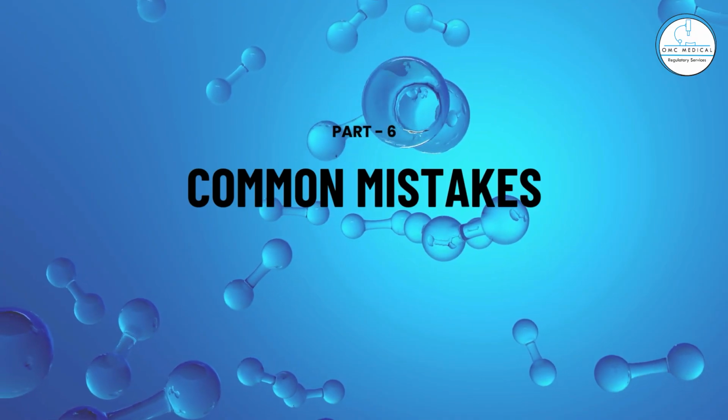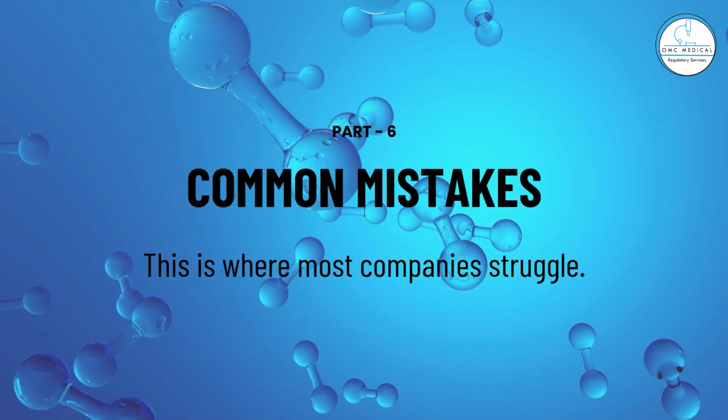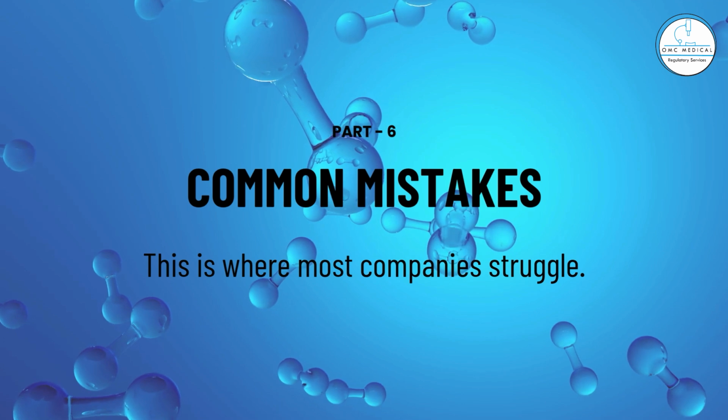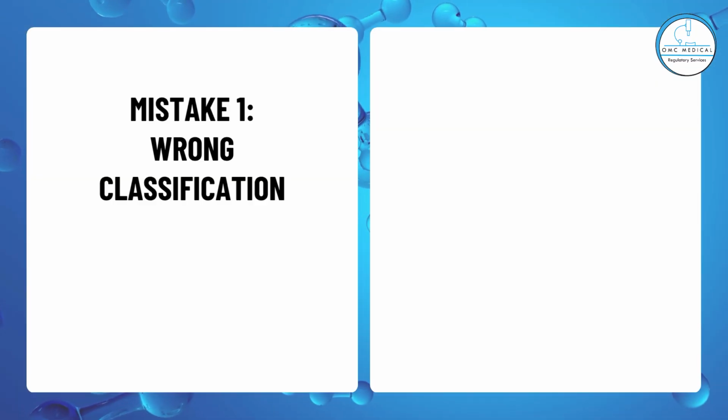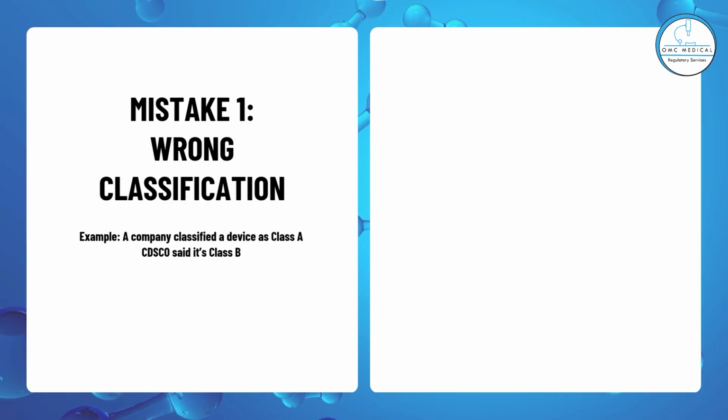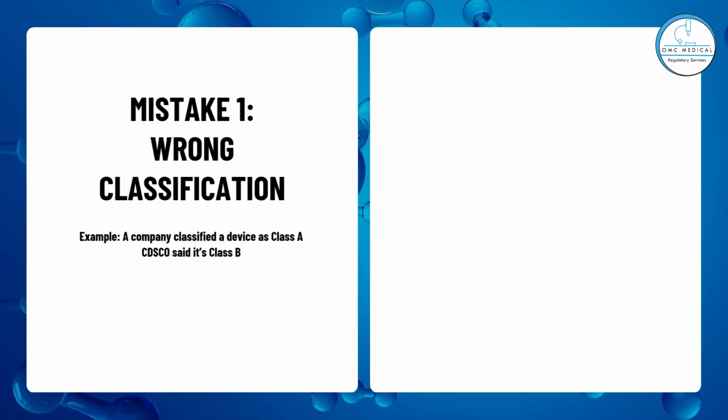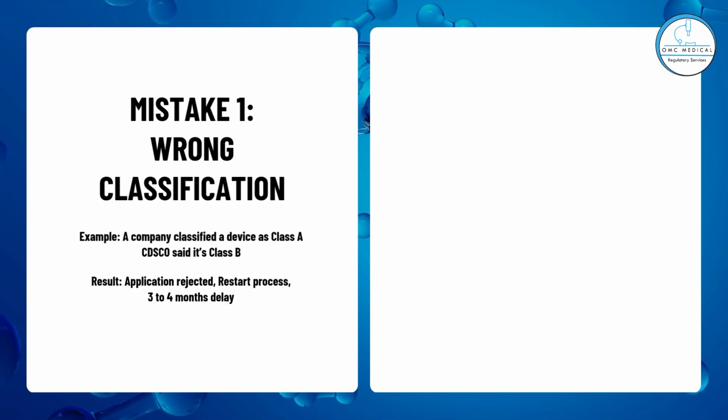Part 6. Common mistakes. This is where most companies struggle. Mistake 1. Wrong classification. Example: a company classified a device as Class A. CDSCO said it's Class B. Result: application rejected. Restart process. 3 to 4 months delay.